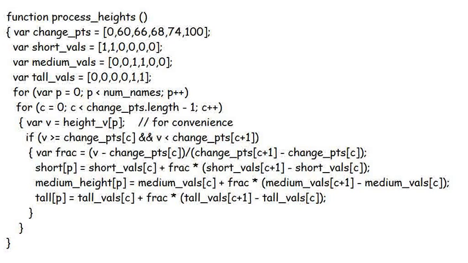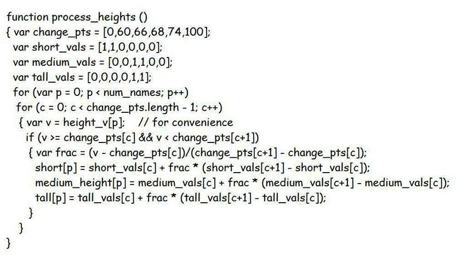A for loop with counting variable p per person goes through each person in turn, and within it, another for loop goes through each of the possible height subdivisions, from 0 to 60, from 60 to 66, from 66 to 68, and so on. If the height lies within that range, then it is turned into a shortness score, a medium heightness score, and a tallness score. The variable frac indicates how far through that subdivision of height range the exact height is.